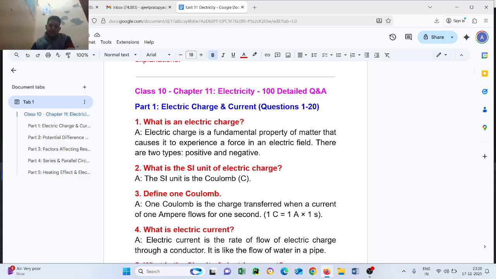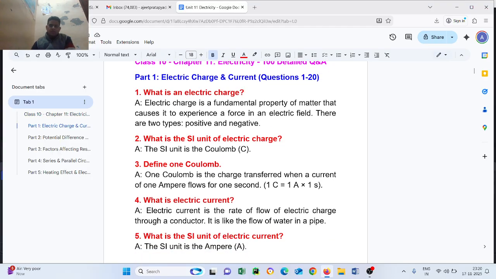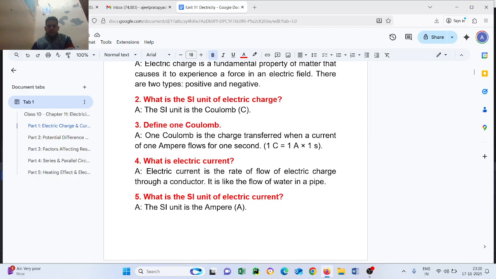What is the SI unit of electric charge? The SI unit of electric charge is Coulomb. Define 1 Coulomb. 1 Coulomb is the charge transferred when a current of 1 ampere flows for 1 second in a conductor. 1 C equals 1 A multiplied by 1 second.